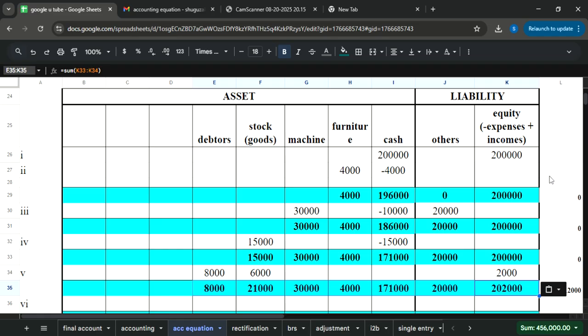From here, you will have to see everything is according to. Okay, goods were going out. What does that mean? There is a decrease in commodities. So in this way, our entry number 5 is completed.